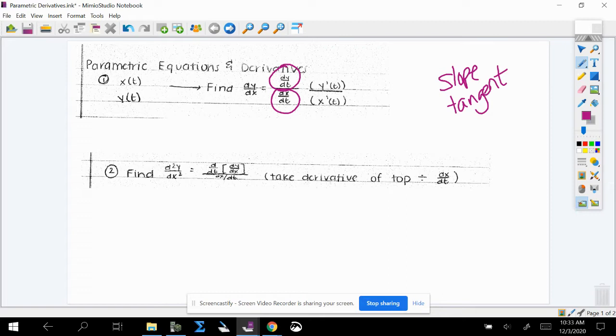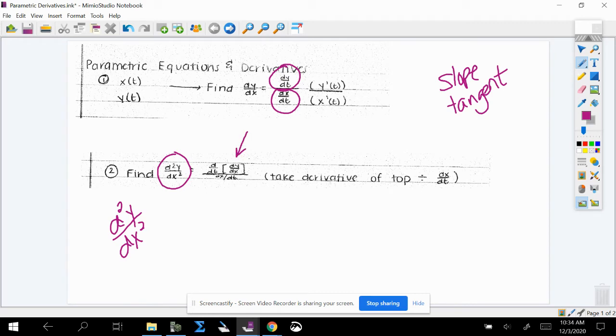Second derivative is a little less intuitive, and you have to kind of commit to memory what you're doing. If you're asked to find the second derivative, here's one way that we write it: d squared y over dx squared. The process is you're going to take the derivative of the first derivative, which you would expect. So whatever you got for your dy/dx, you're going to take the derivative of it. It is in terms of t. That's what this numerator means.